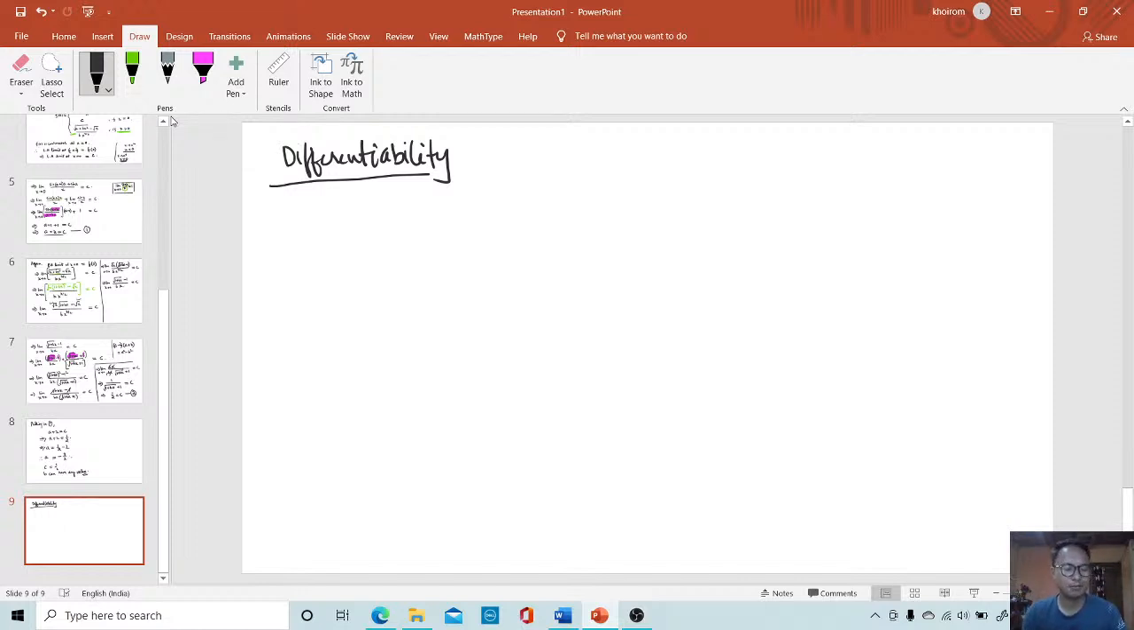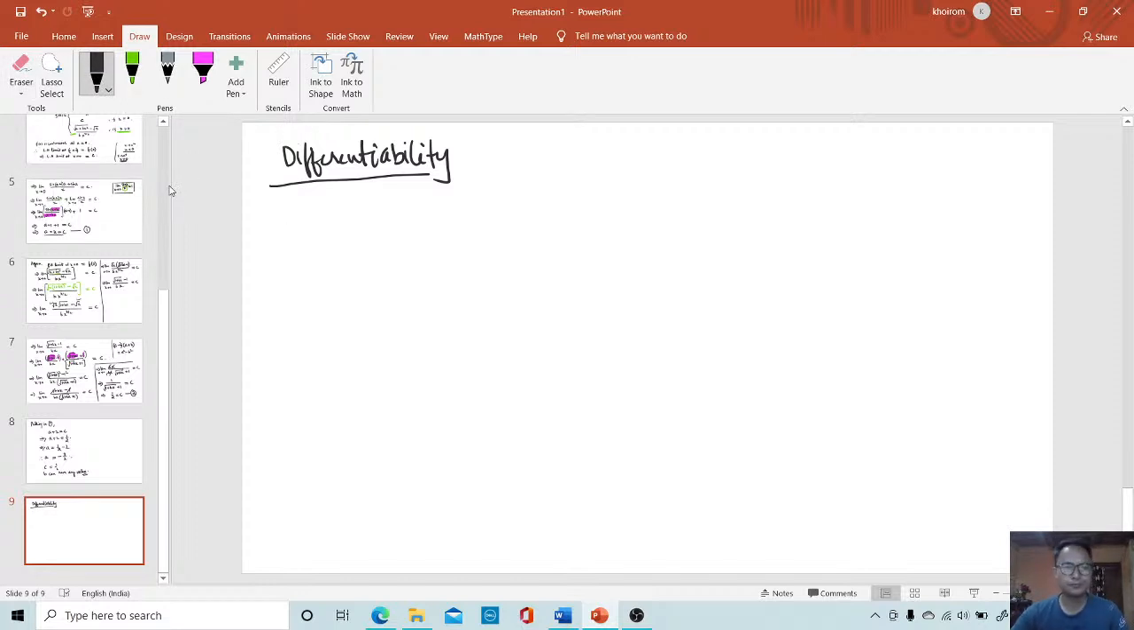The thing is that the question asks about differentiability. For example, one mark may be asked: define differentiability of a function on a closed interval. Anyway, what is the meaning of differentiability?